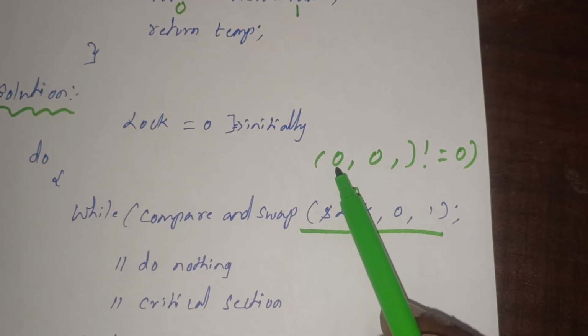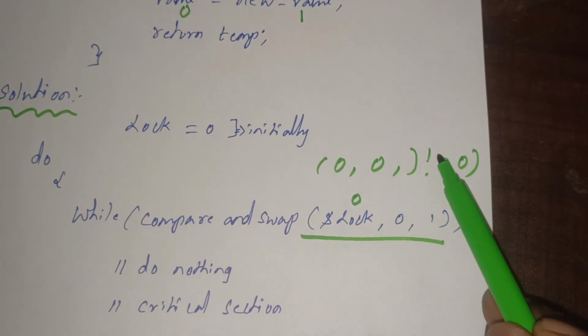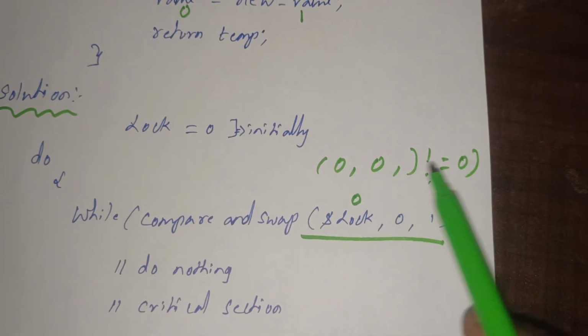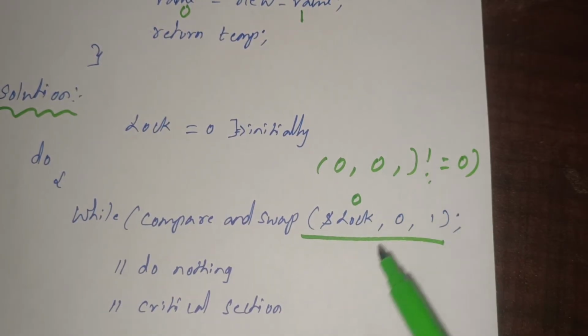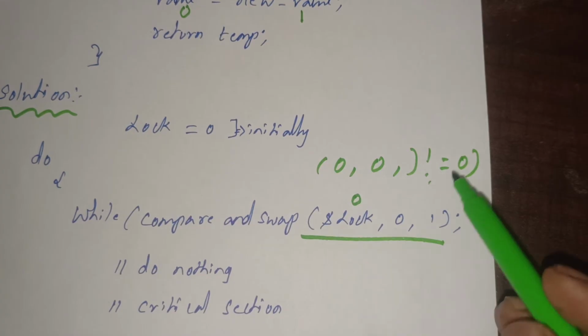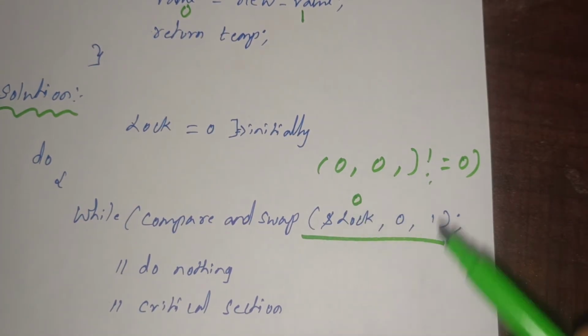For example, I'm checking that. Check the condition. If lock is 0, expected value is also 0 and not equal to 0, the condition is true or false? It is true. Why? Because both the values are 0. If it is true, then this particular condition never breaks, right? That means already someone is inside. I am making this value into 1.